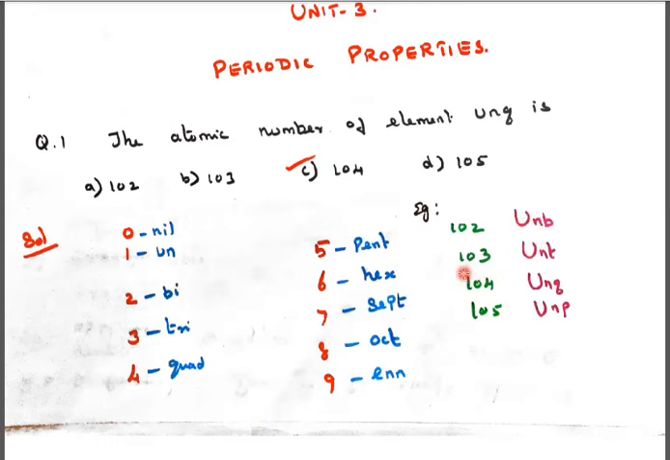Then 103 is un, nil, trium, so Unt. Then 104: un, nil, and 4 is quad, so write a Q. Un, nil, quadium, that is 104, is the correct answer, and 105 is un, nil, pentium, so pent, P. This is the way of finding the IUPAC name for all atomic numbers above 103 and above 104.